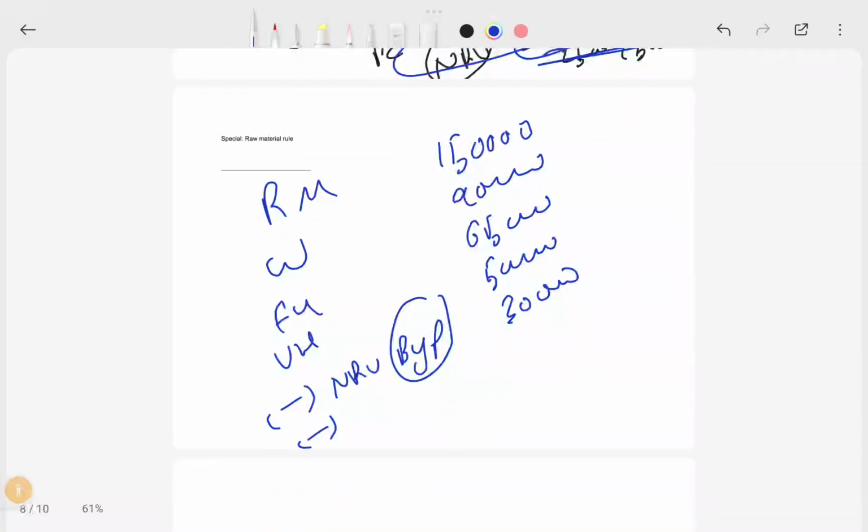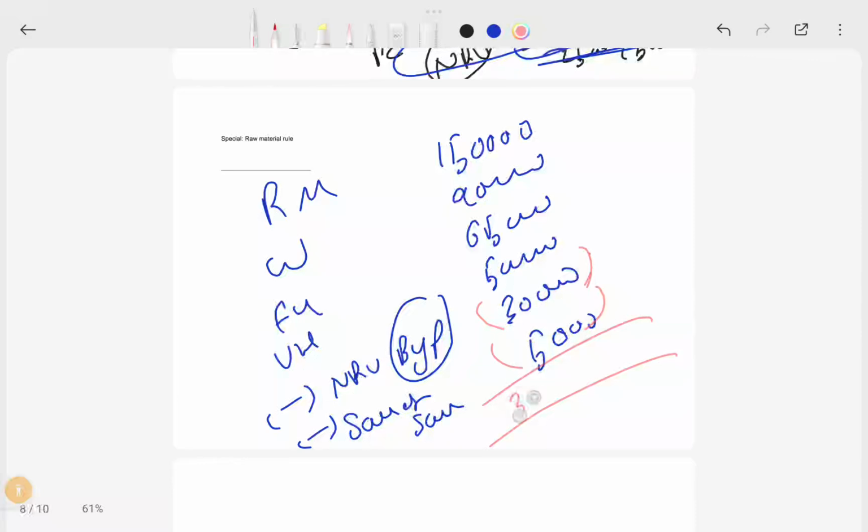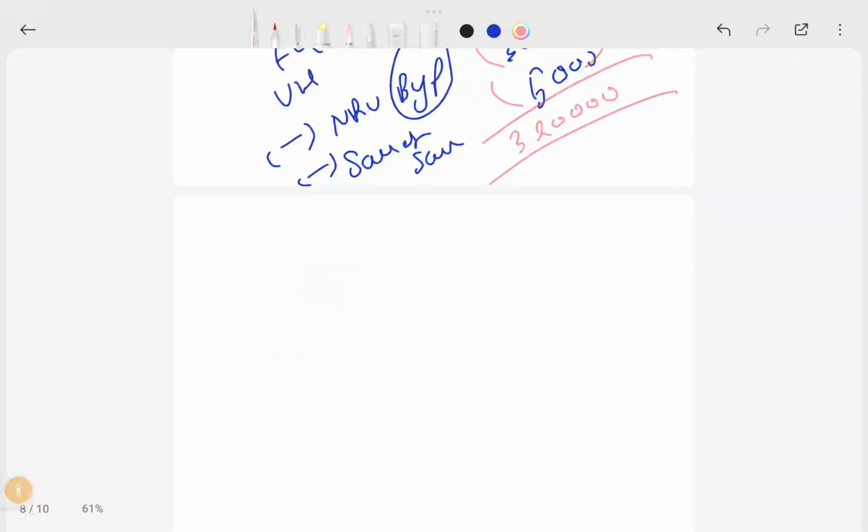Again, one more point is that there is a sale of scrap. Sale of scrap is 5,000. That is a separate line item in the question. So we need to remove that sale of scrap also. Then the total cost would be 3,20,000. Now you need to allocate the 3,20,000 to the main products, product 1 and product 2.